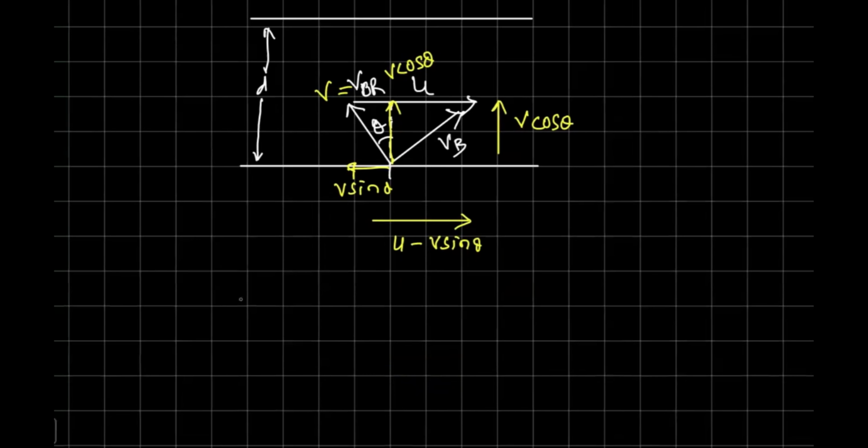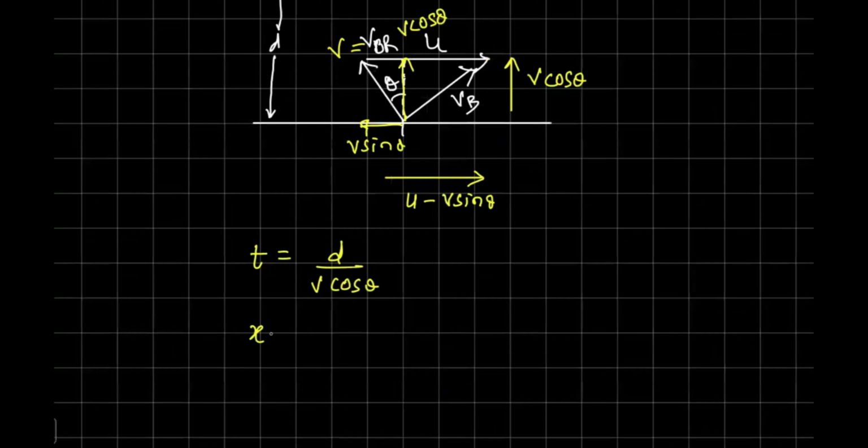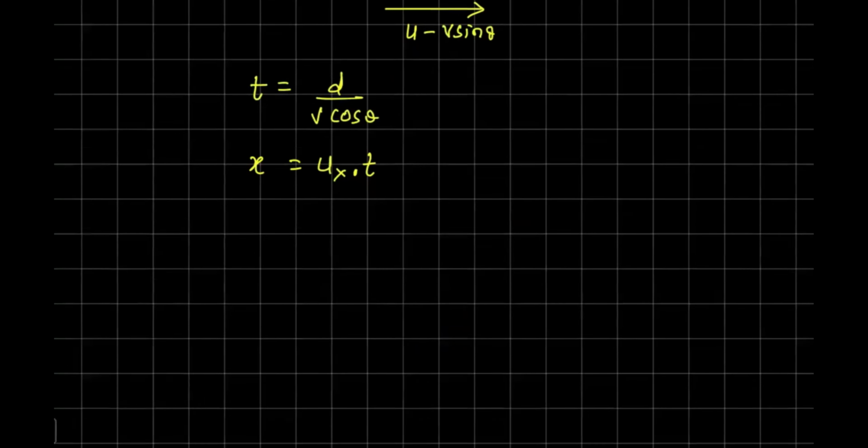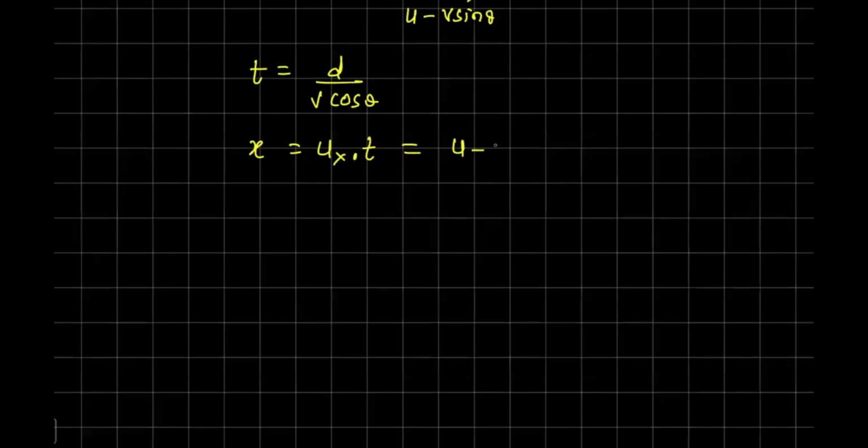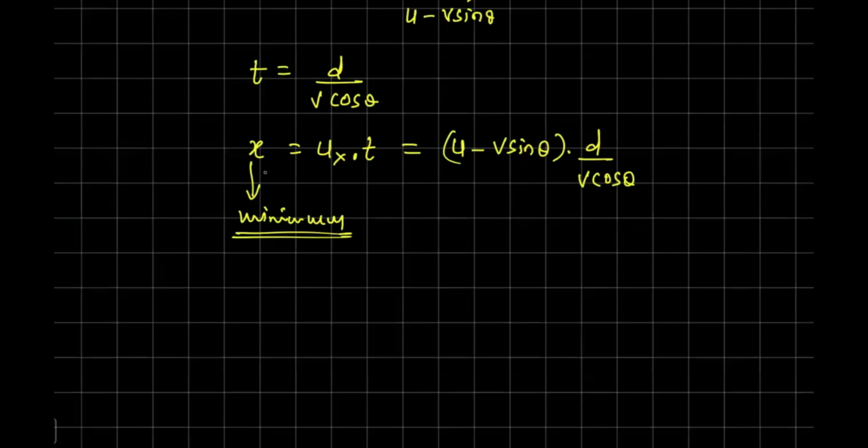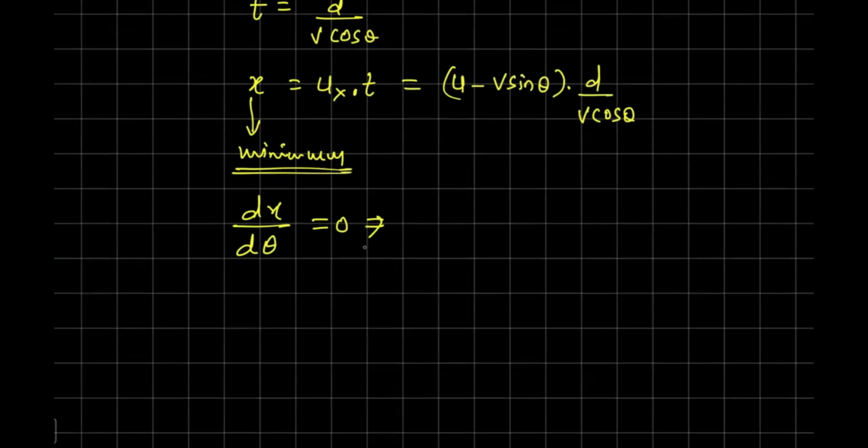Now we'll find the time to cross the river. So that will be d upon v cos theta. Now we'll find the drift also. So what is the drift? That is the velocity in x direction into time. So what will you get? You will get u minus v sin theta into time, that is d by v cos theta. We want this drift to be minimum. So what is the condition when we want drift to be minimum? We should differentiate this, dx by d theta, and make it equal to 0. So let me differentiate this one.